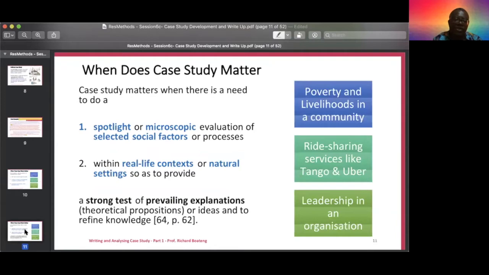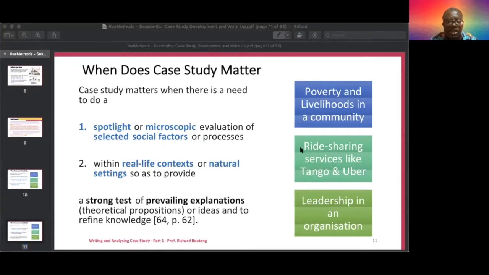Now, case study also matters when you want to do a microscopic or spotlight evaluation of selected social phenomena, or factors in a particular social phenomenon, like poverty and livelihoods in a community. So you want to try to look at how poverty affects people's livelihoods in a particular community. So that will be giving us something very specific for us to study in that particular scenario. Okay.